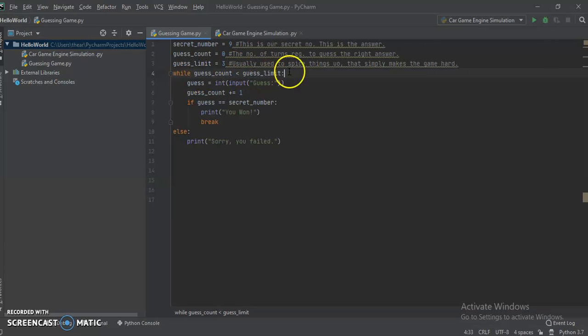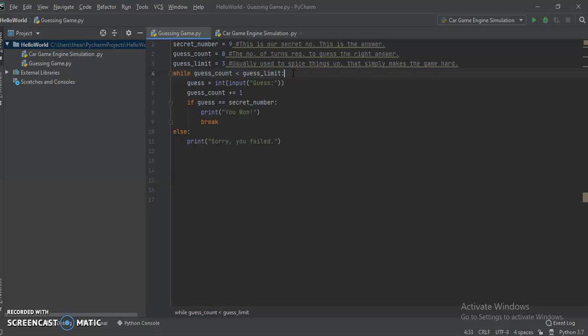Now is the real part. While guess count is less than guess limit. When the guess count is less than the guess limit, that means when there are 3 chances but you have finished 2 turns, that means you still have 1 chance. You have used 2 chances and have failed, but you still have 1 chance. But because the computer doesn't understand our traditional games, it thinks that you have put the answer, whether right or wrong, 2 times, but have not hit the limit of 3.